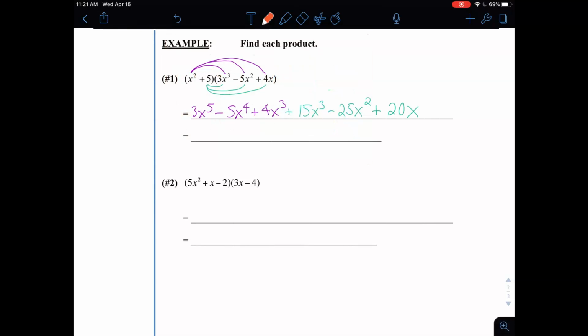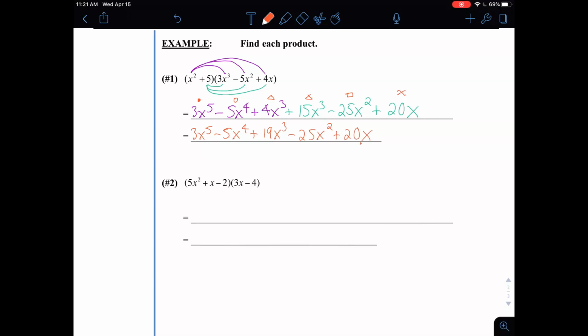Okay, now we've got to combine like terms. I'm going to start with the biggest exponent first. I see x to the fifth is the biggest one. Here's a fourth, and I don't see any other fourths. I see a third and a third, and I also see a squared, and a 20x. So 3x to the fifth comes along for the ride because there's no other x to the fifths or fourths. I see 4x to the third plus 15x to the third, which is 19x to the third. And then 25x squared doesn't have anything else to combine with, and neither does 20x.